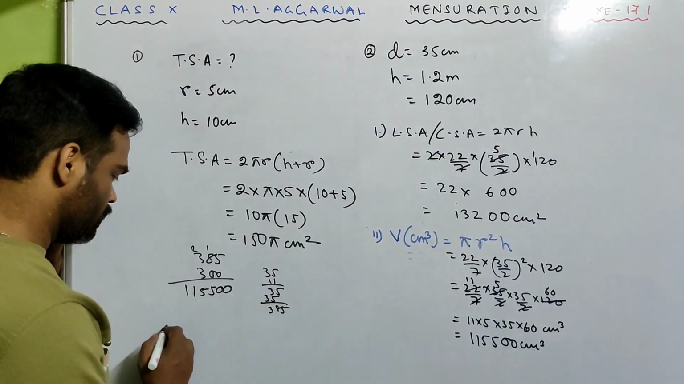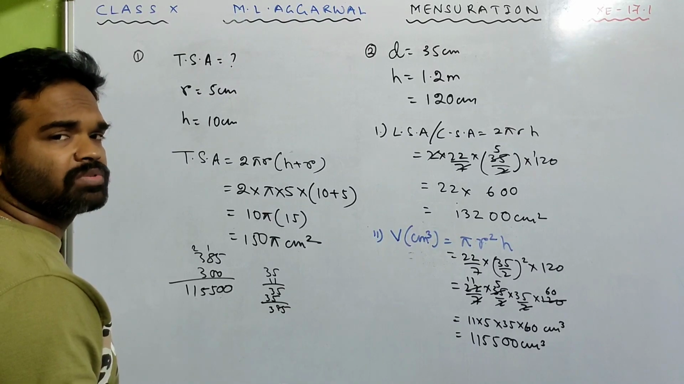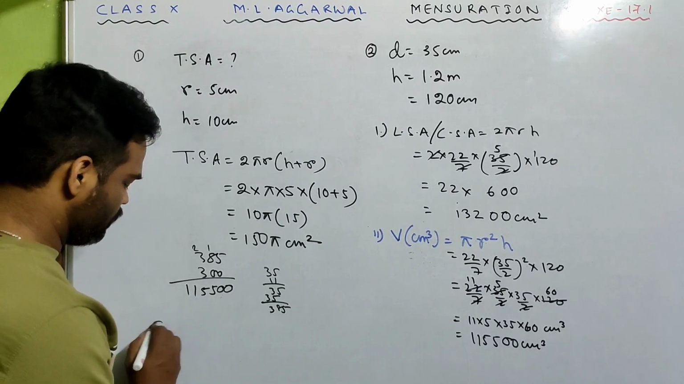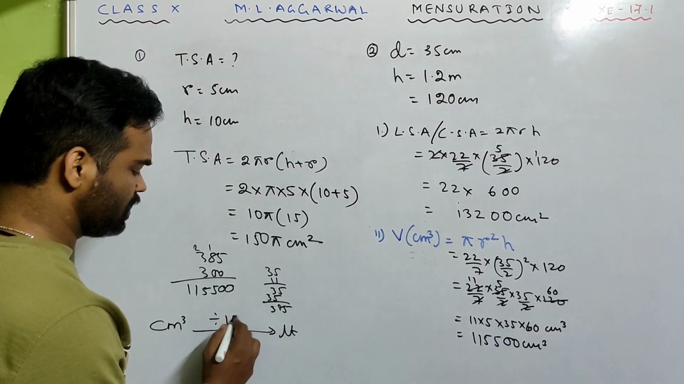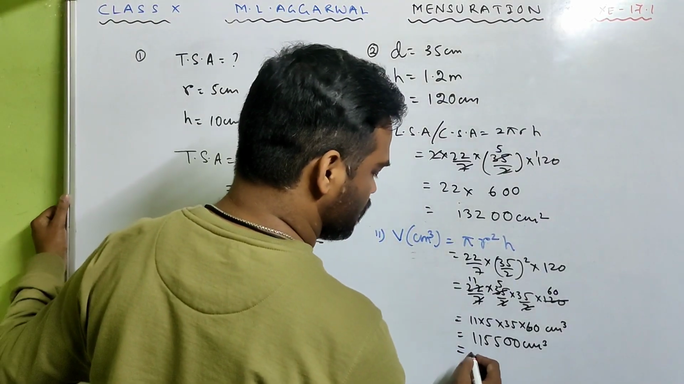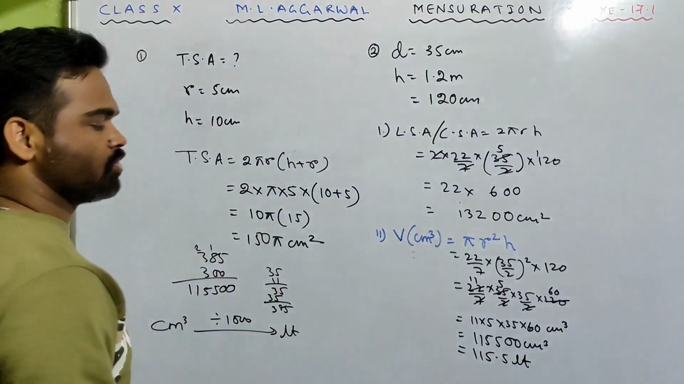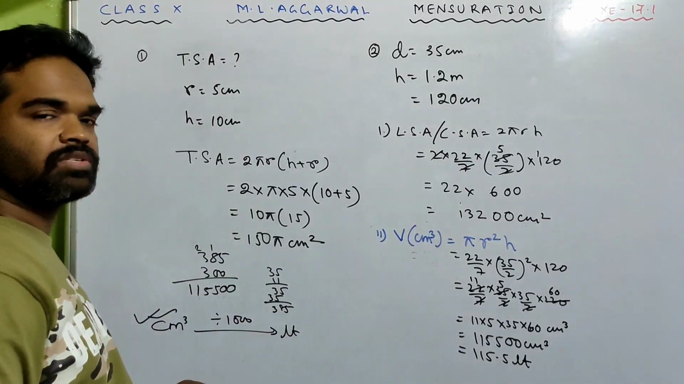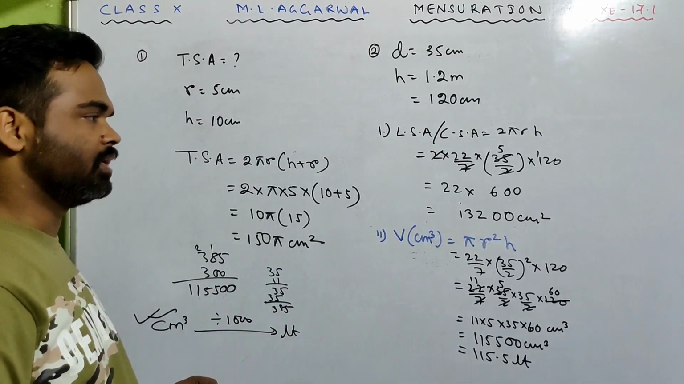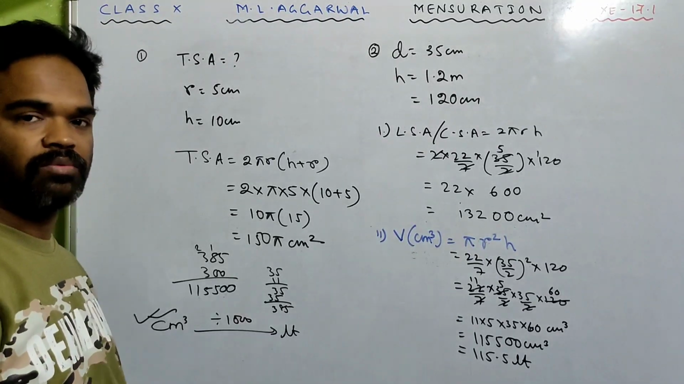Now, from centimeter cube to liters, how do you go? You divide by 1000, isn't it? From centimeter cube to liters, if you want to go, divide by 1000. So once you divide by 1000, it becomes 115.5 liters. And that's your answer. You just need to remember this conversion. Get the answer in centimeter cube and then change it to liters. Done? Chalo, we'll do number 3 now.